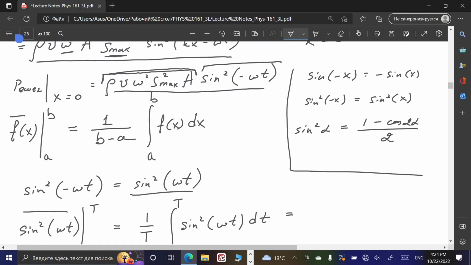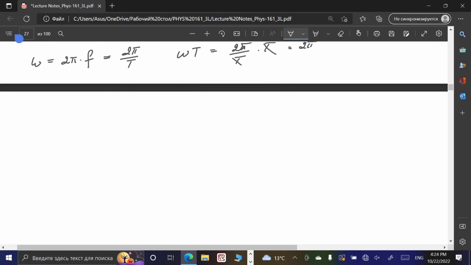Now we recall what we had before, like this coefficient, and we just need to multiply by 1 half, and we get the average of power transported through the cross-section at x equals 0, in the time interval from 0 to capital T. So we can write here, power average will be equal to 1 half times rho times V times omega squared times A n times s maximum squared. So that is the average power.